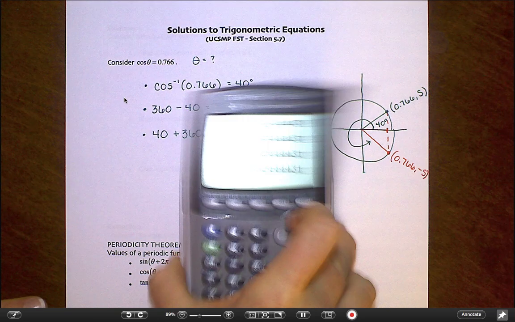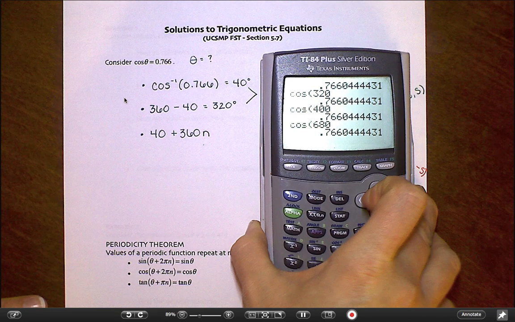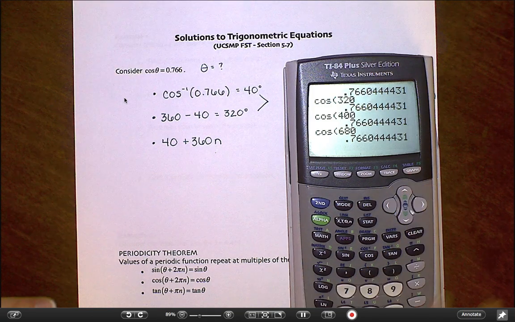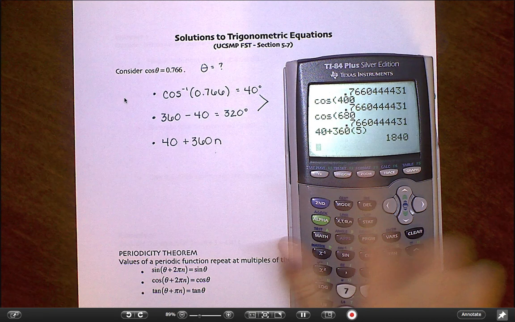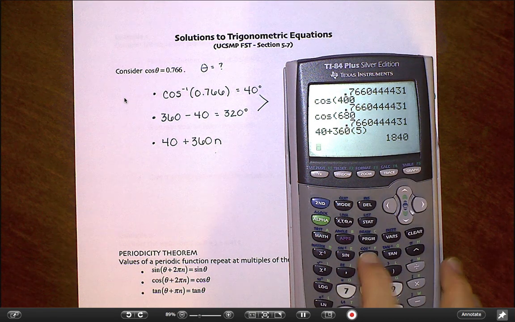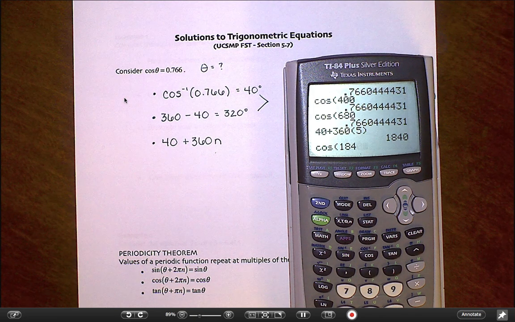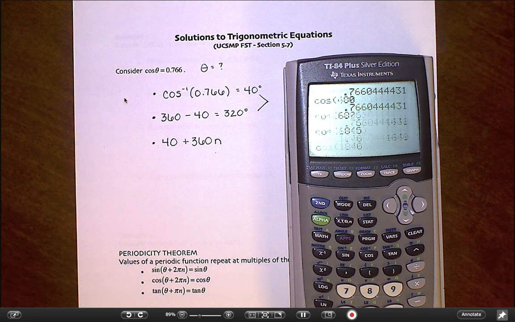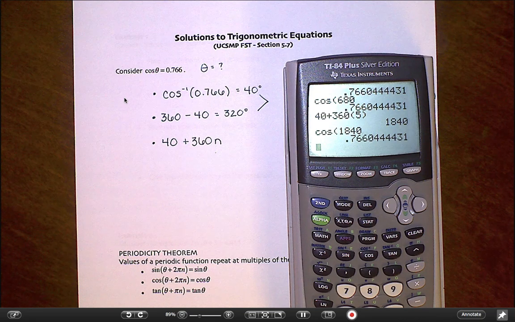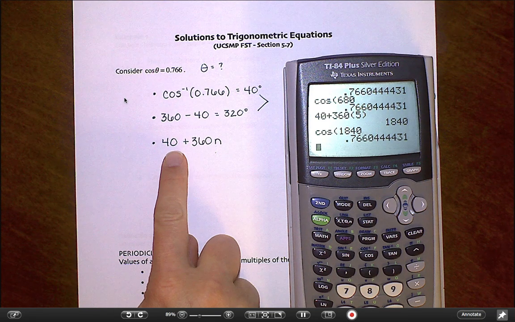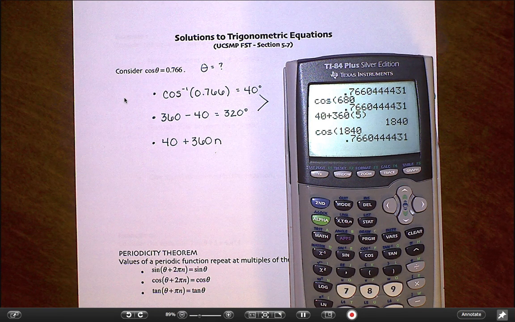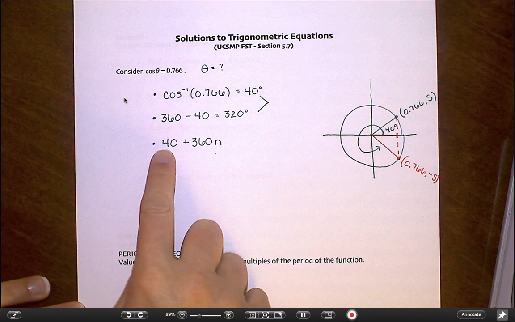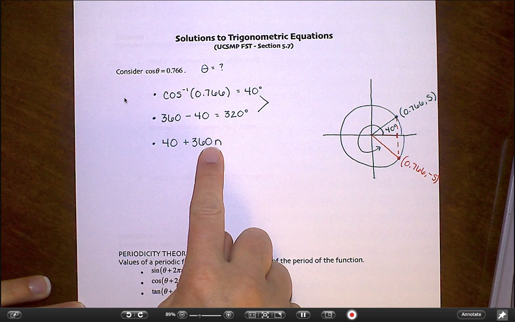Just for reference here, if I took 40 and added 360 five times, I would get 1,840. If I did cosine of 1840, I would bet it's going to be 0.766, okay? So that's what this answer is saying: if we want to really include every possibility, it's an infinite number, but it goes around by this amount every time.